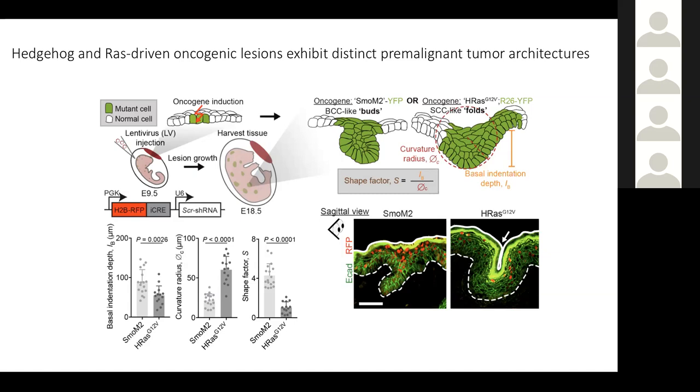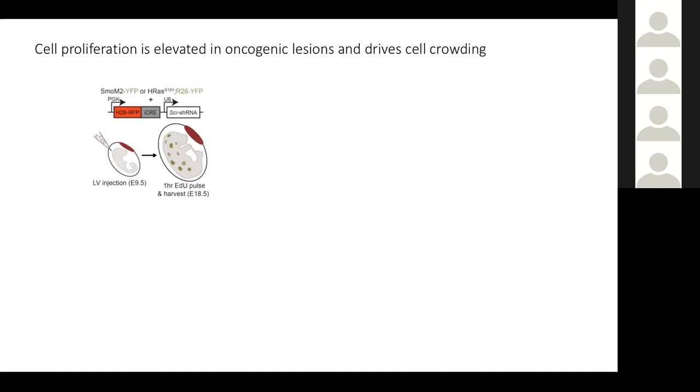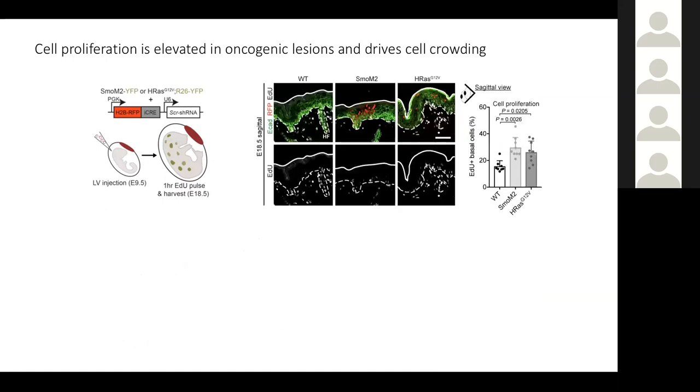Okay, so this was the system that we set up, and we wanted to start to understand how these different architectures are being driven. One of the first things we looked at was proliferation, as these are oncogenic mutations. If we look at how quickly cells cycle once they've been activated with the mutation, we find that, not surprisingly, the Smoothened BCCs and the SCCs, which I'll use as shorthand, but think BCC is the Smoothened activating mutant, and the SCC is this RAS activating mutant. In both cases, cell proliferation is activated.